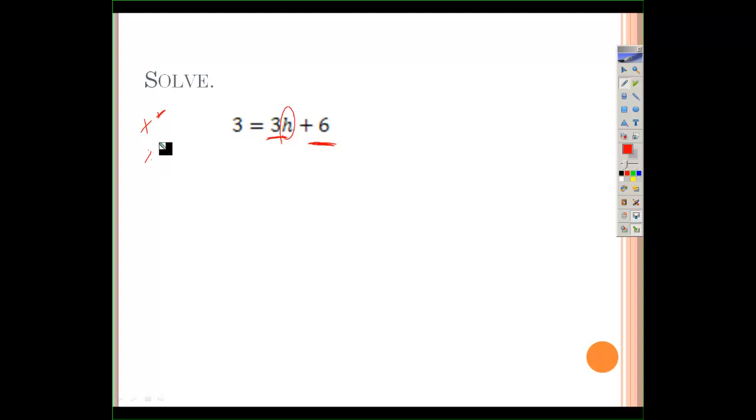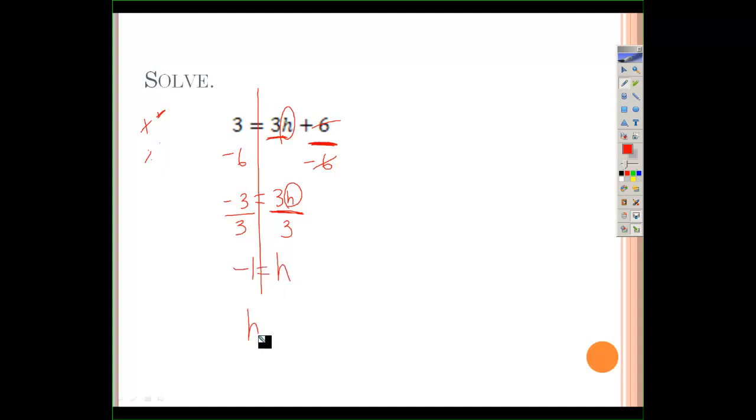Divide or multiply comes second. So to get rid of this plus 6, I can subtract, so that's what I'm going to do first: -6 from both sides of the equal sign. 3 minus 6 is -3, and that equals 3h, because the -6 cancels out the positive 6. Now I have -3 equals 3 times h. I still want h by itself, and the opposite of multiply is divide, so I'm going to divide both sides by 3. -3 divided by 3 is -1, and that equals h.